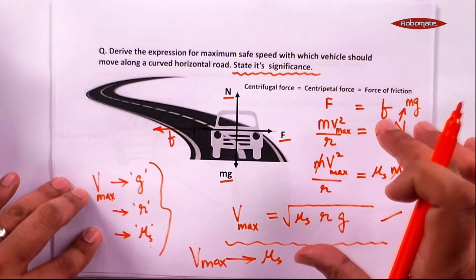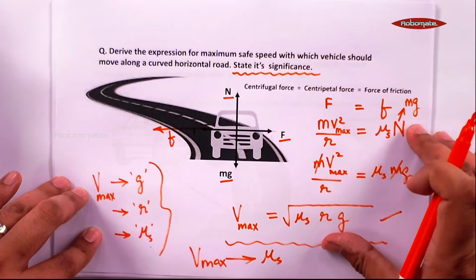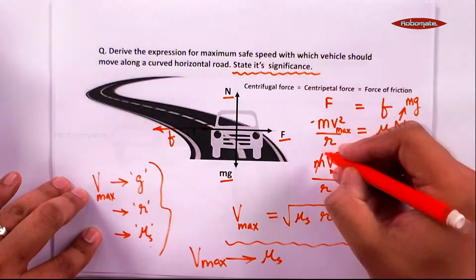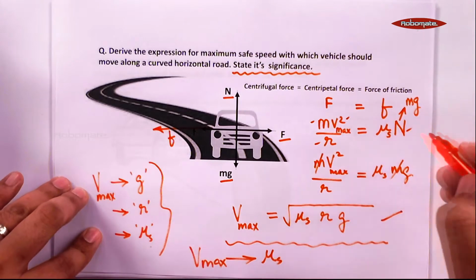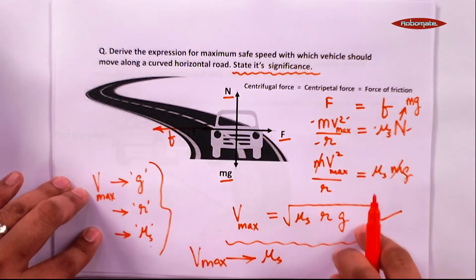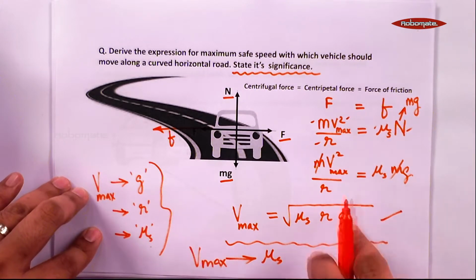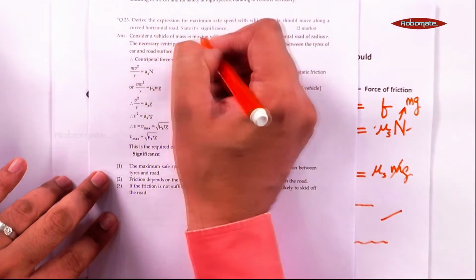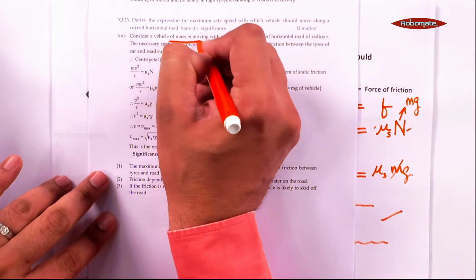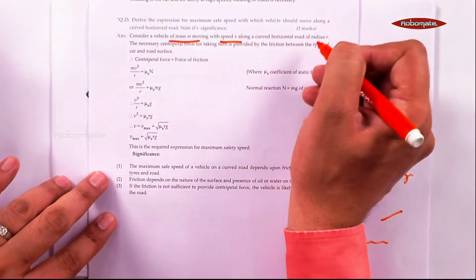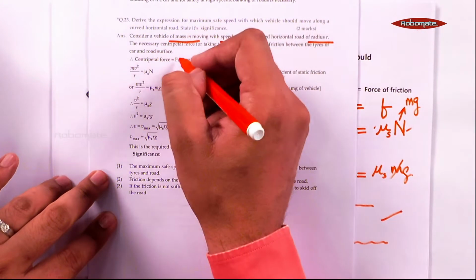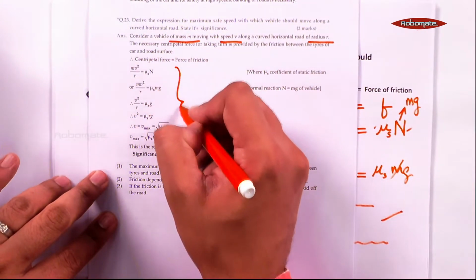Apart from this, you have to decorate this answer. What do you mean by decorate this answer? Decorate means you have to write a paragraph illustrating what is m, what is r, what is v, what is N, what is mu s. All these things have to be illustrated. Your derivation will start first by something like this: you need to write, consider a vehicle of mass m, moving with a speed of v, along a horizontal road with a radius of curvature r. All these things have to be mentioned. Only then after that you will write this expression.